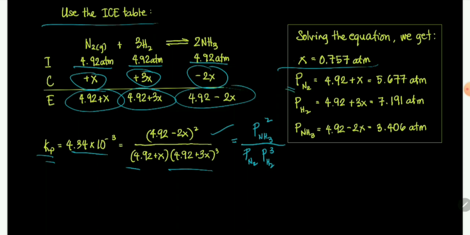So, for the pressure of nitrogen, that's 4.92 plus x, we get 5.677 atmospheres. For the hydrogen, that's 4.92 plus 3x, okay? So, that's 7.191 atmospheres. So, for ammonia, that's 4.92 minus 2x, we get 3.406 atmospheres.